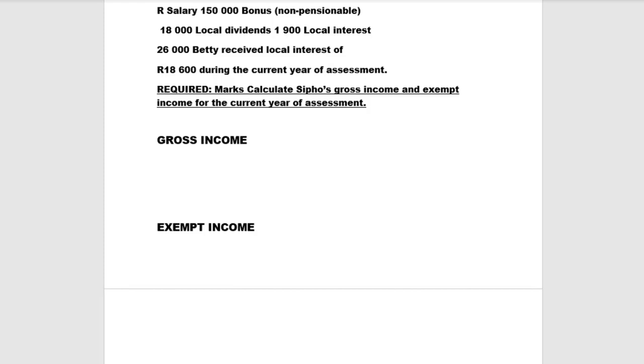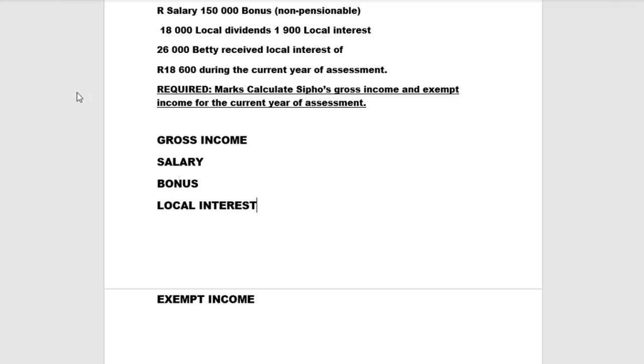Okay, so in this case, we've got a total gross income of... you just start with salary, then you go to the bonus, then you go to local interest and local dividends. Then you put all of these amounts together. So you see the salary is 150,000.